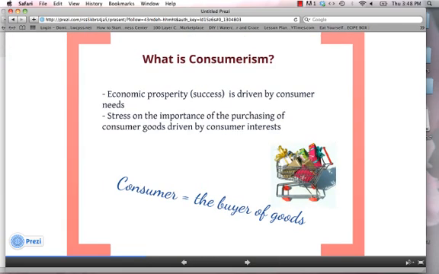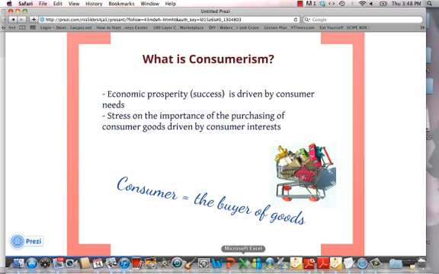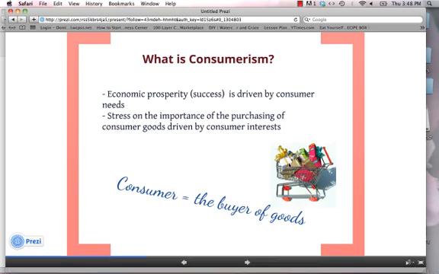So what is consumerism? It is economic prosperity or success that is driven by consumer needs. The consumer is the buyer of goods, so the person that makes the purchases. So if a consumer says, I need wrapping paper, then society or businesses will produce more wrapping paper. So everything's produced by that consumer's need. It stresses an importance on the purchasing of consumer goods driven by consumer interests.